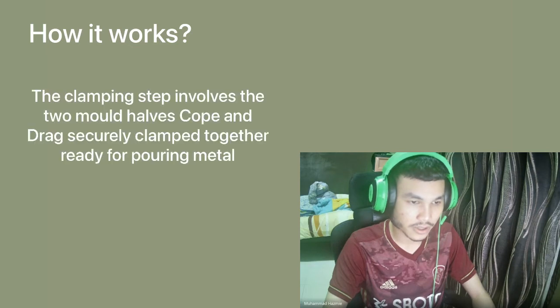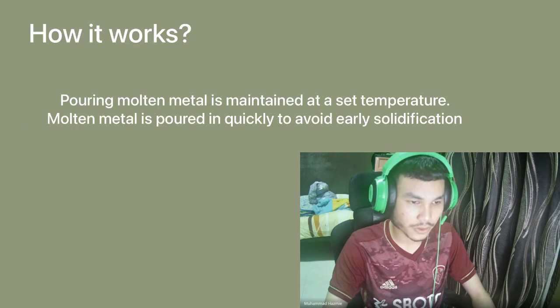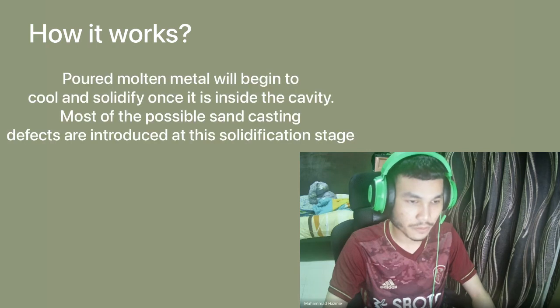Third is the clamping step, which involves the two mold halves, cope and drag, being securely clamped together, ready for pouring metal. Fourth, pouring: molten metal is maintained at a set temperature and poured in quickly to avoid early solidification. Fifth, the molten metal will begin to cool and solidify once it is inside the cavity. Most of the possible sand casting defects are introduced at the solidification stage.